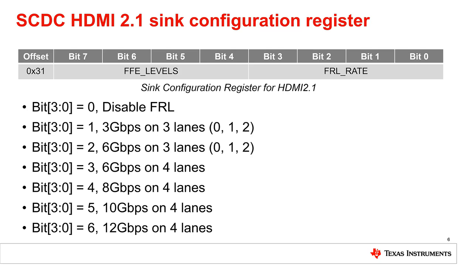Besides the FRL rate bits, the video source also sets the feed-forward equalizer, or FFE for short, levels bit to indicate the maximum supported FFE level for the current FRL data rate.